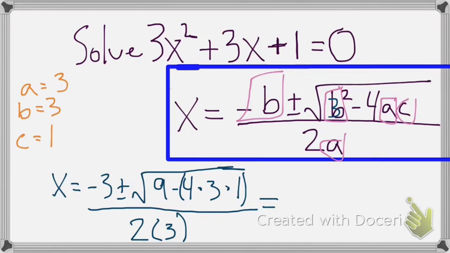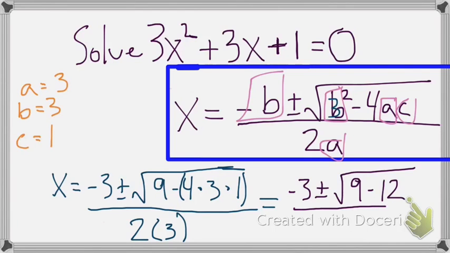sense to you guys. All right, my next one, I leave the -3 out there, plus or minus. But now underneath it's going to be 9 minus 12. 4 times 3 times 1 would be 12. And then all of that, whatever that comes out to, is going to be over 6.